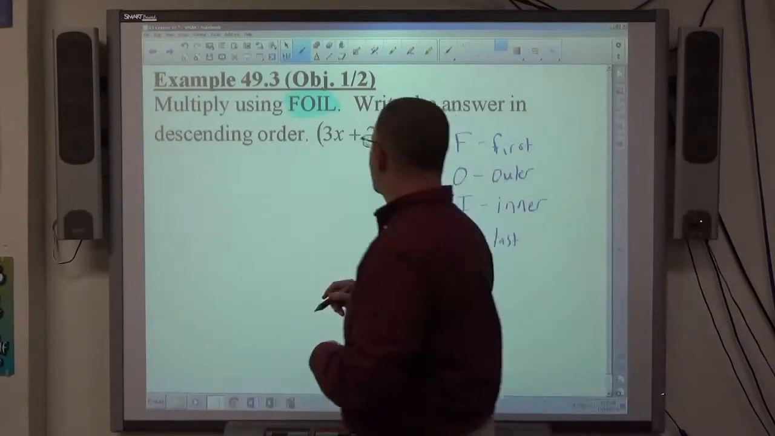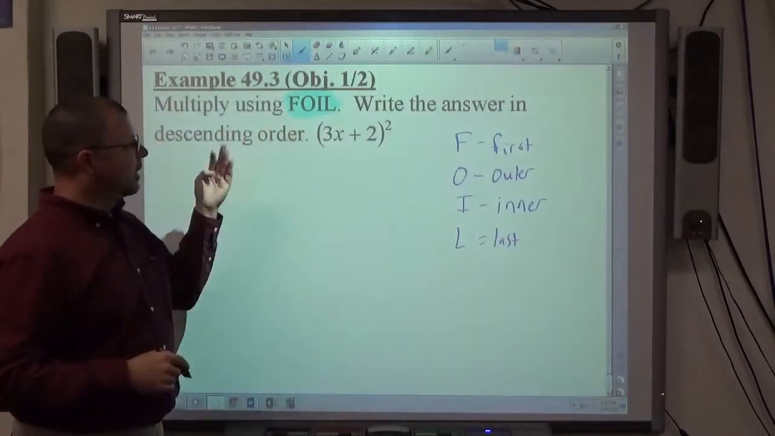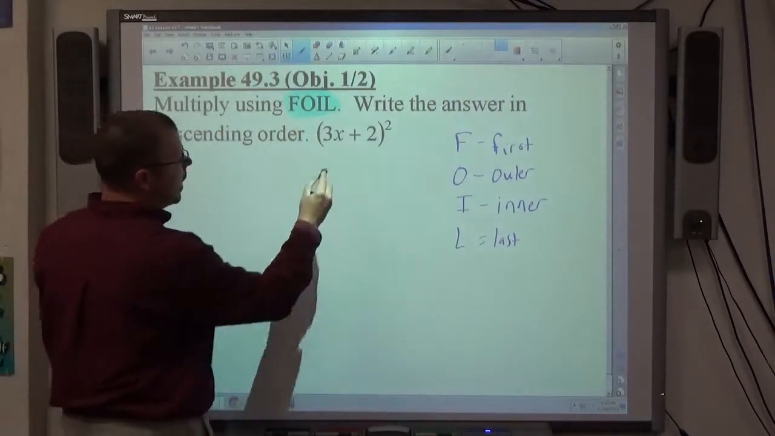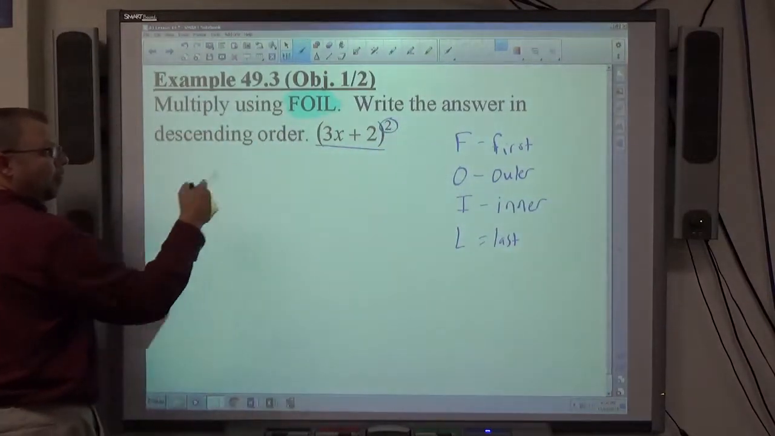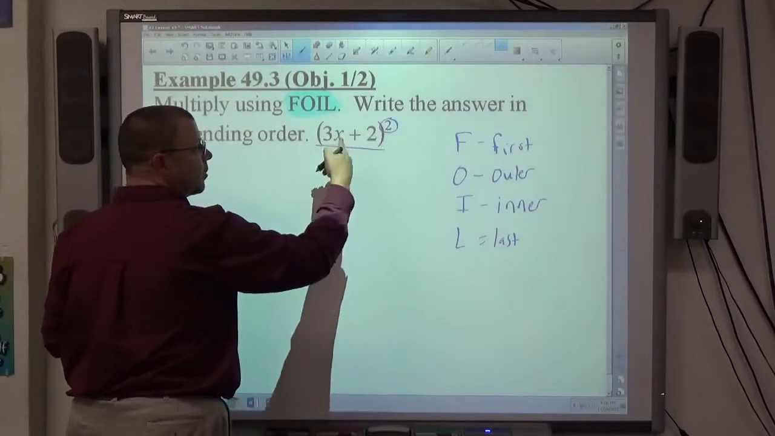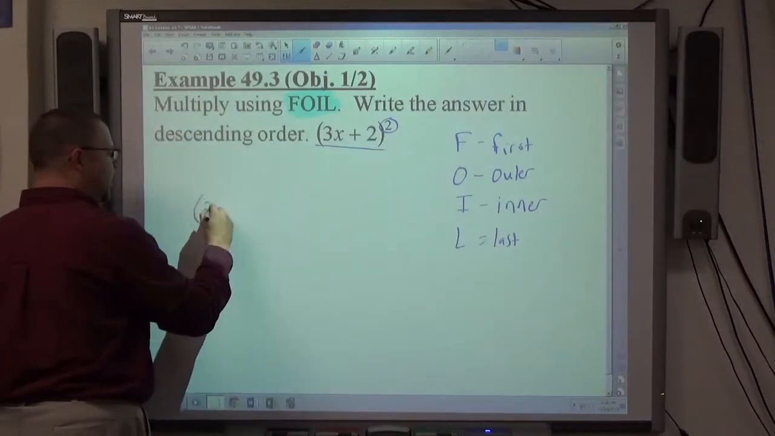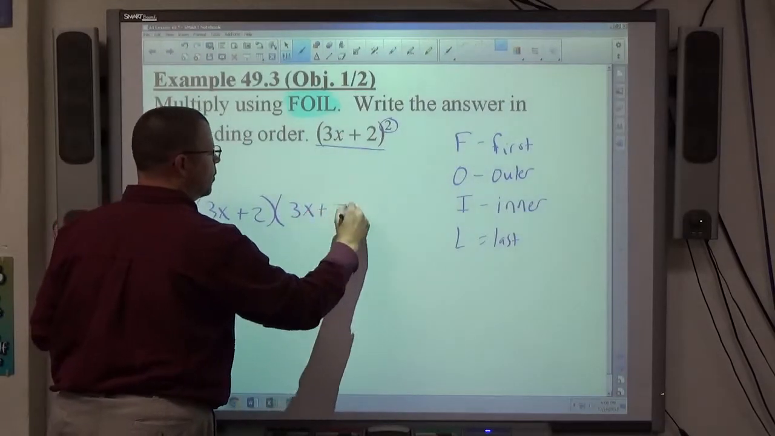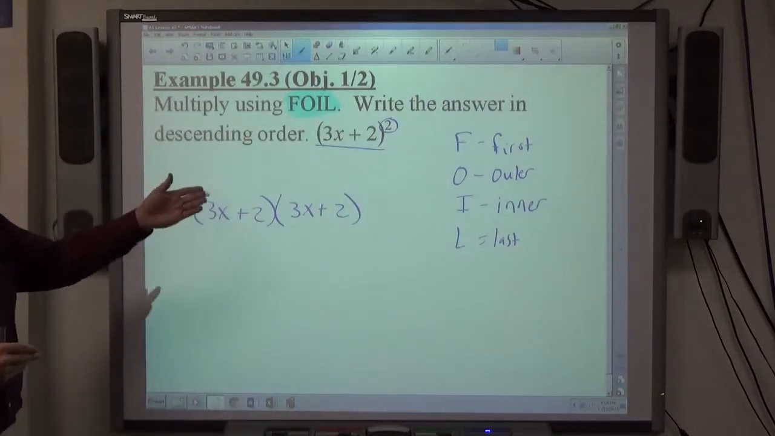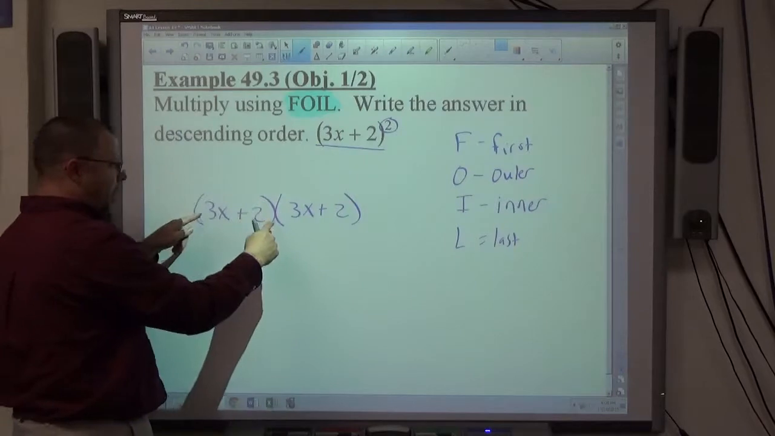So if we take a look at this problem, first off, it doesn't look like the other two problems do, but when you see the object squared, what's being squared is the object 3x plus 2. The entire parentheses is being squared. So this means that 3x plus 2 is being multiplied by 3x plus 2. Not 3x squared and 2 squared, but this entire binomial squared.